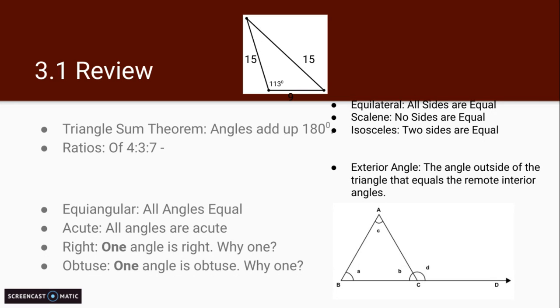Okay, so now we're classifying triangles by their side lengths. If it's equilateral, all the sides are equal. If it's scalene, no sides are equal. If it's isosceles, two sides are equal.